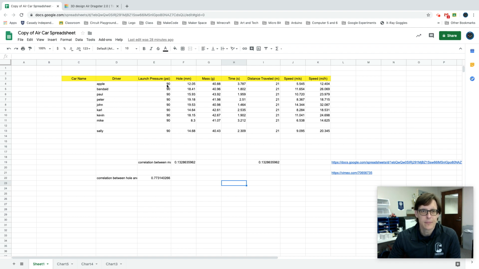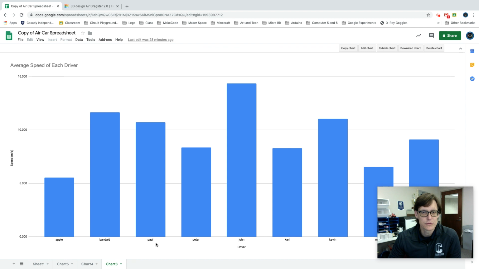You can see the launch pressure was constant at 90. The mass was recorded of the different cars, the time it took for them to complete the course, the distance traveled, and then we did a calculation to figure out speed in meters per second, and then we had the spreadsheet calculate miles per hour as well. The chart that we finished up with, you can see that John had the fastest speed of 14.34 meters per second.